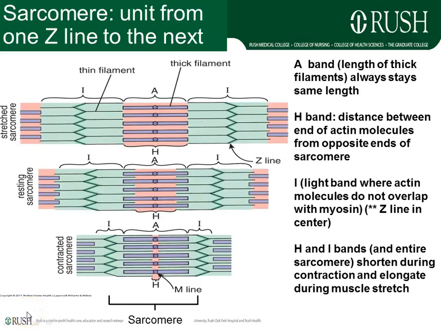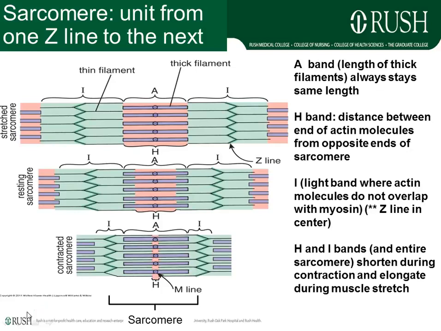What happens to the sarcomere when it's stretched or contracted? Well, first of all, the A band always stays the same length, no matter if it's being stretched or contracted or if it's in a resting state. That means the length of the myosin filaments, the thick filaments, always stays the same.